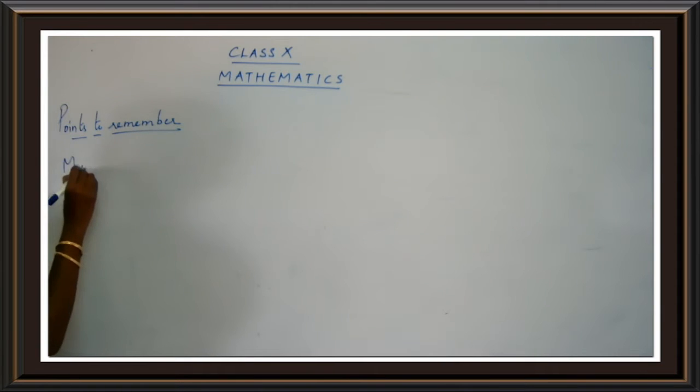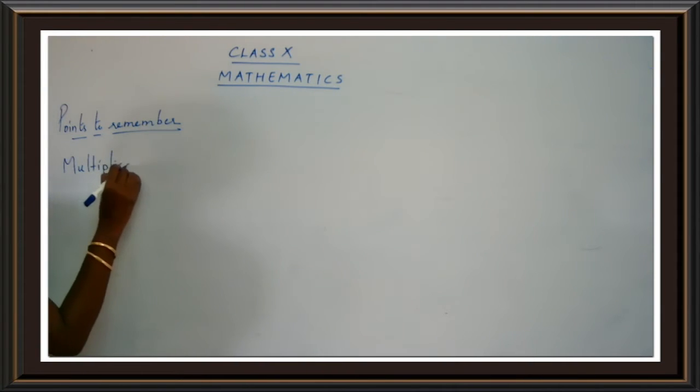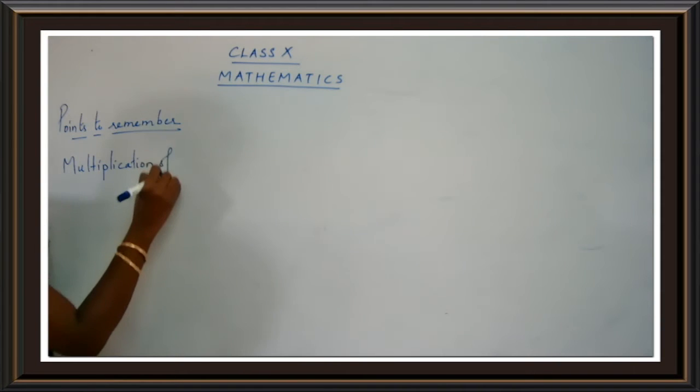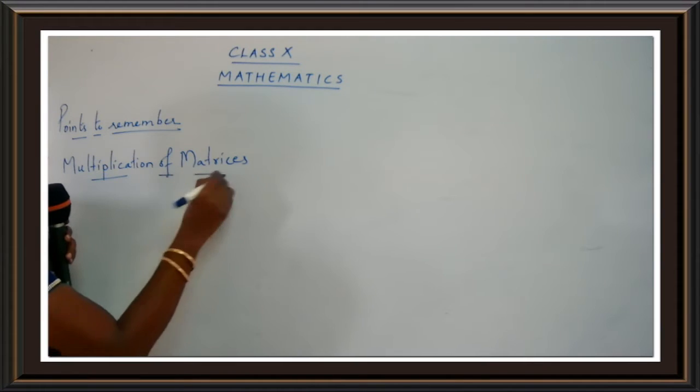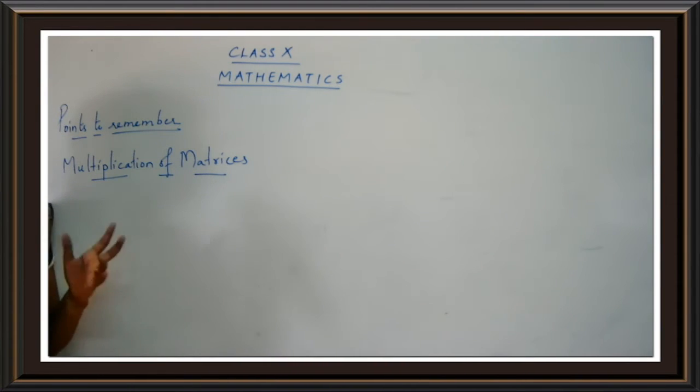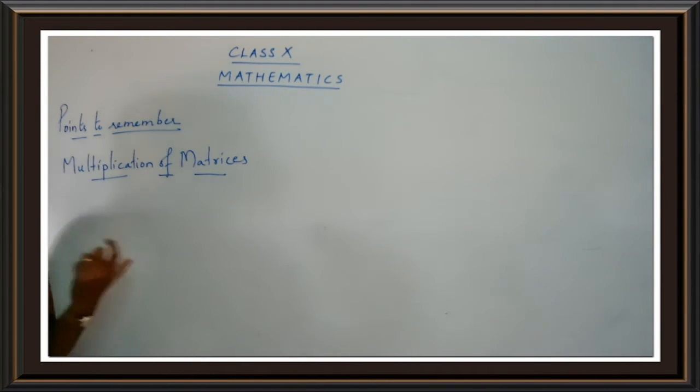Give the heading multiplication of matrices. When is the multiplication of matrix possible? When it is not possible? How to find whether I can find a product? How to check whether I'll be not able to find a product? So this is what you get the idea from the multiplication of matrix point. Okay, so you are going to write down a point.